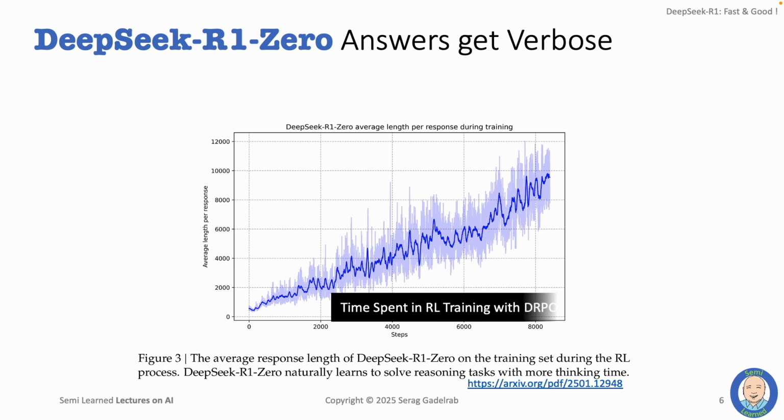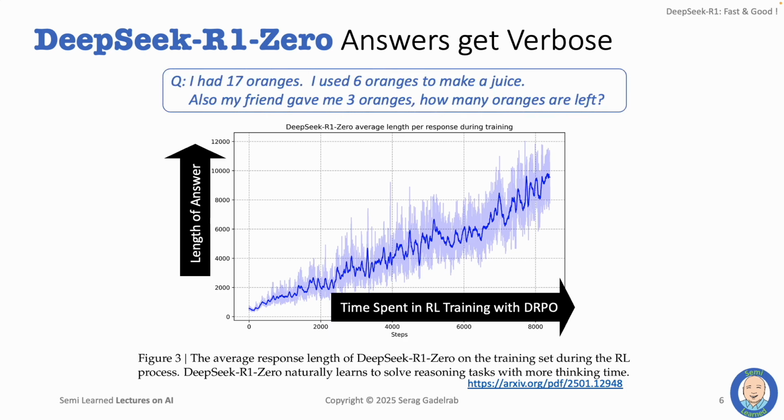Not only did the answers become more accurate with more training, they also got longer. For example, consider this math question about the number of oranges that I currently have. If I had asked it to DeepSeek R1-Zero soon after we started the RL phase, it may have responded that the answer is 12, which is both wrong but also very short. It does not give us any insight into how the model came up with the answer.